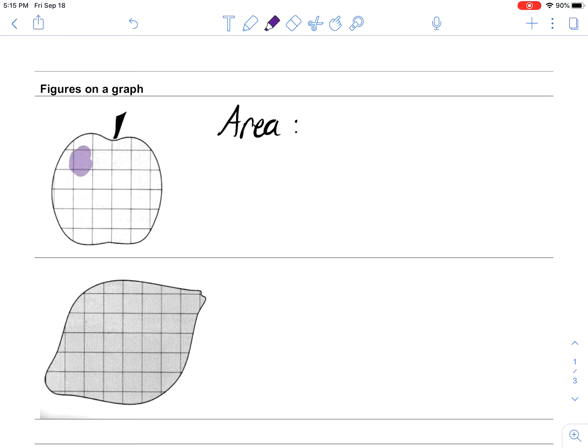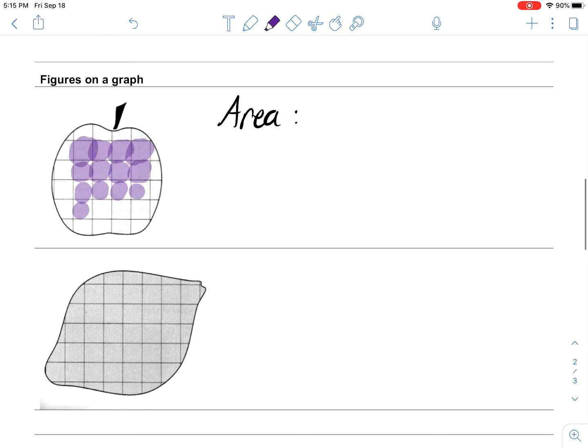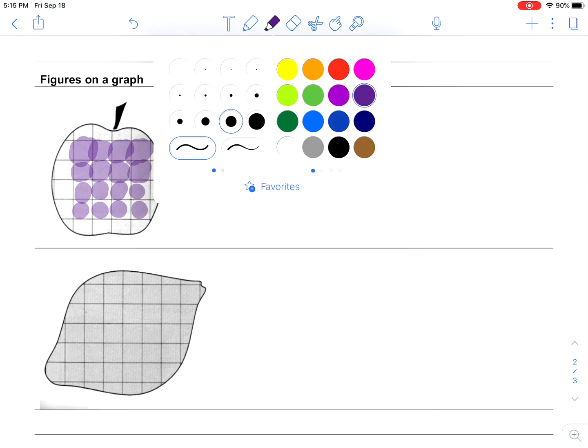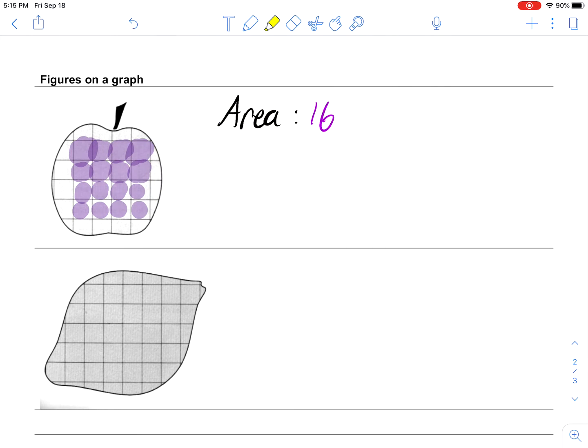So I'm going to start shading in my squares and see how many squares I have. If I start shading these in purple, I have 1, 2, 3, 4, 5, 6, 7, 8, 9, 10, 11, 12, 13, 14, 15, 16. I have 16 entire squares. Then for my smaller squares, my partial squares, I'm going to start trying to combine them to see how many wholes I can make. So for example, this little one and that little one I might call one whole.